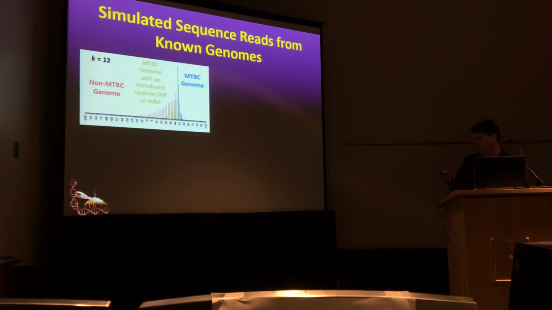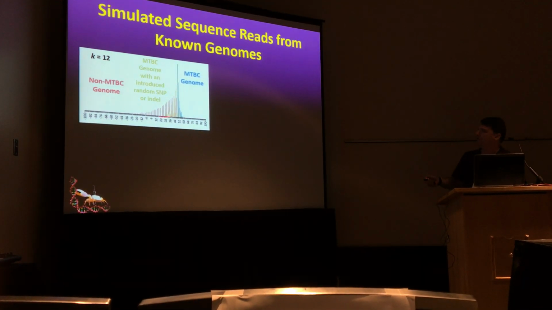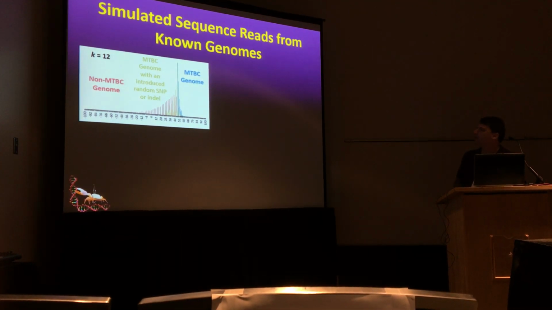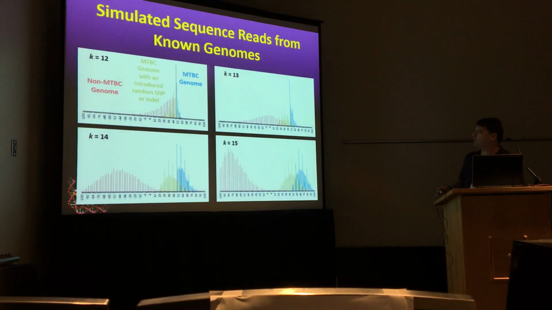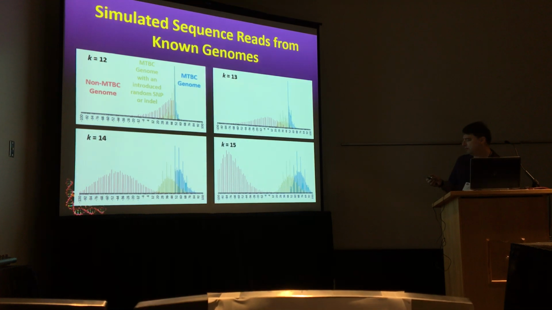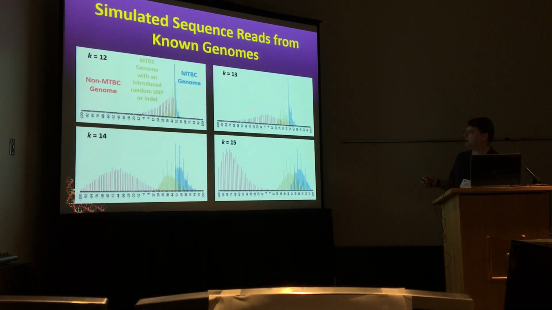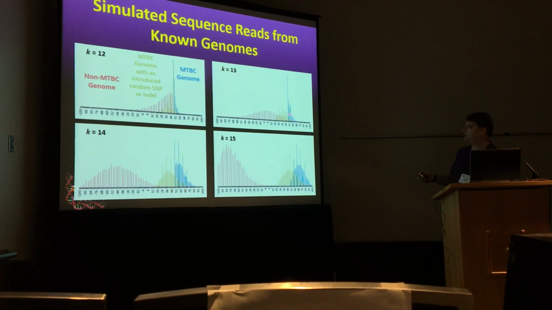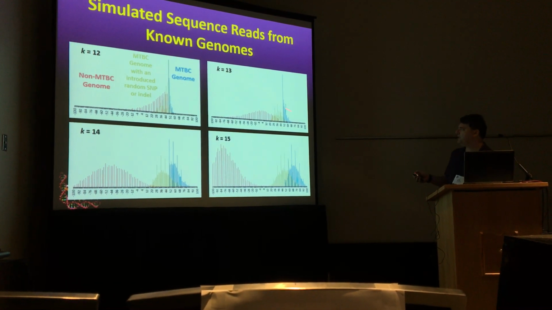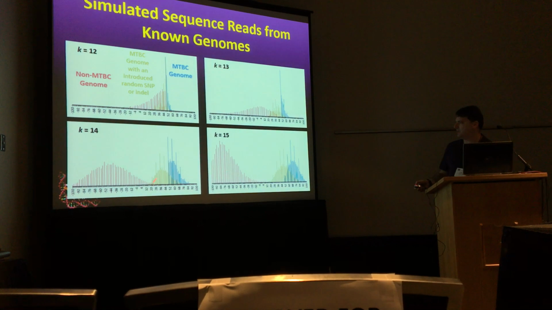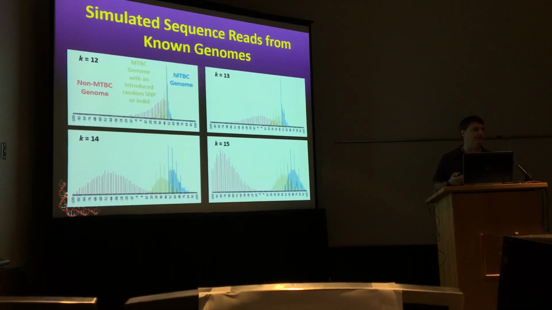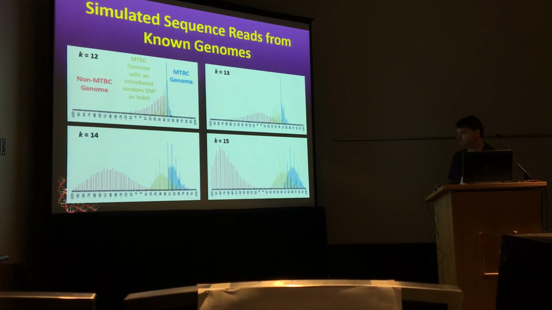With a K of 12, you can't really distinguish anything. The lines all bump up against each other. But as K gets larger and larger, we start to see separation. At a K of 13, there's still a lot of overlap between the non-tuberculosis complex and the slightly altered TB genomes. But at 14 and 15, we've got very nice separation. We should be able to tell them apart in principle.